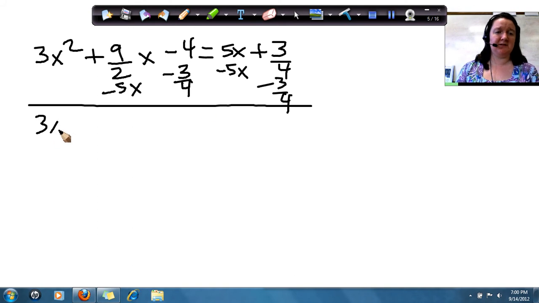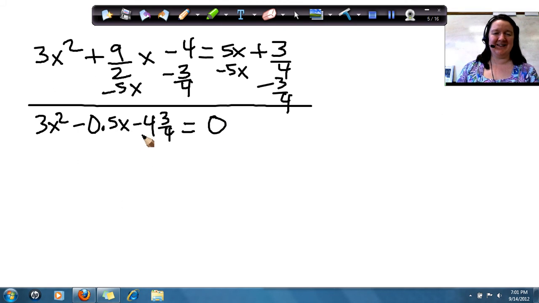So now I have 3x squared. Well, I know 9 over 2 is 4.5, so that's going to give me minus 0.5x. And then that's going to give me minus 4 3/4. And that's going to equal 0. And that is just an ugly set of numbers, but we'll figure it out.